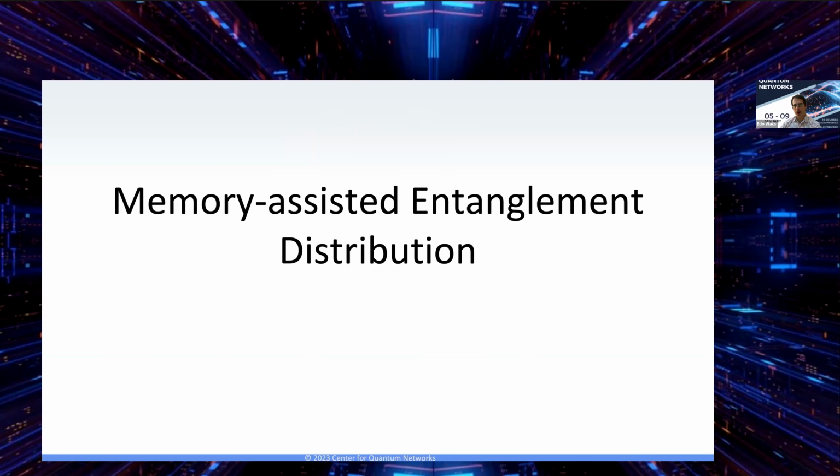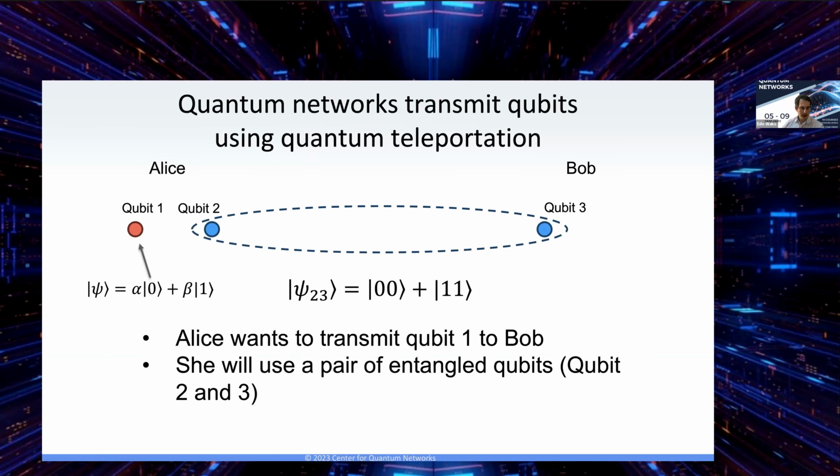So let me begin by talking about memory-assisted entanglement distribution. In a quantum network, the way that information is transmitted is not through direct transmission. It's usually done through a process called quantum teleportation. In quantum teleportation, we start between two nodes of the network that want to communicate. For example, we can call those nodes Alice and Bob. And those nodes exchange an entangled pair of qubits.